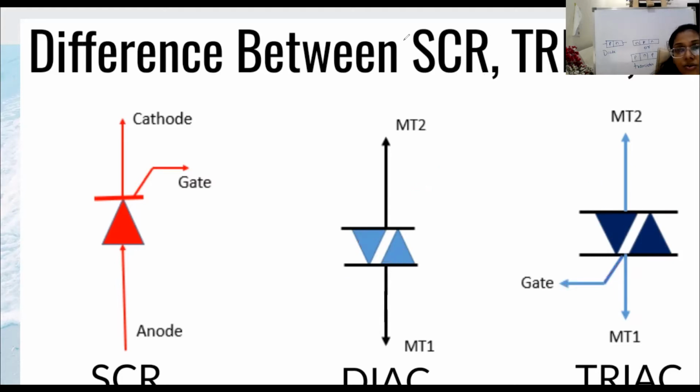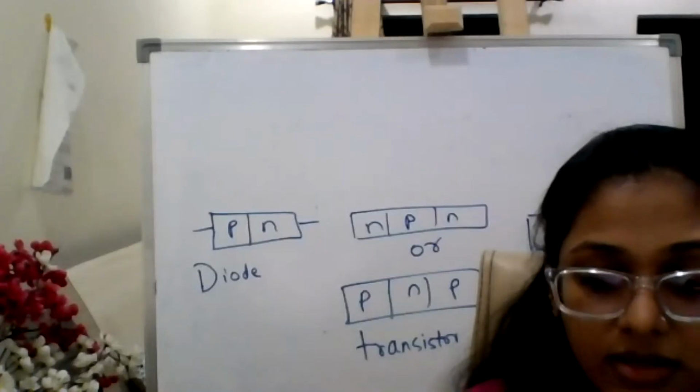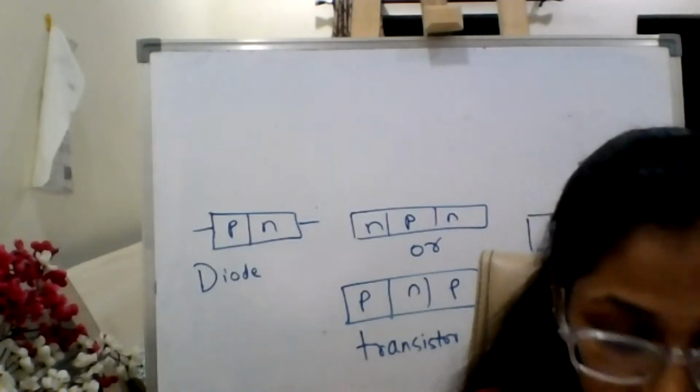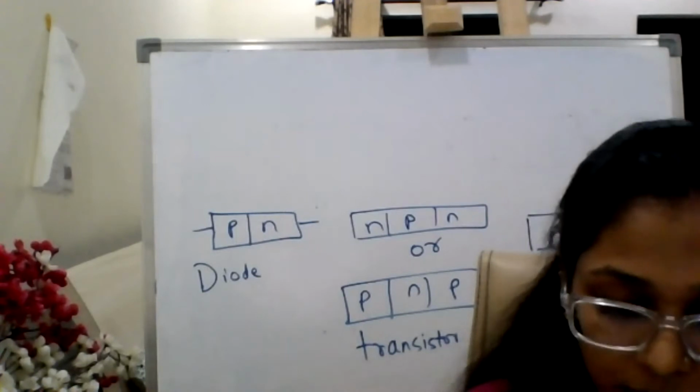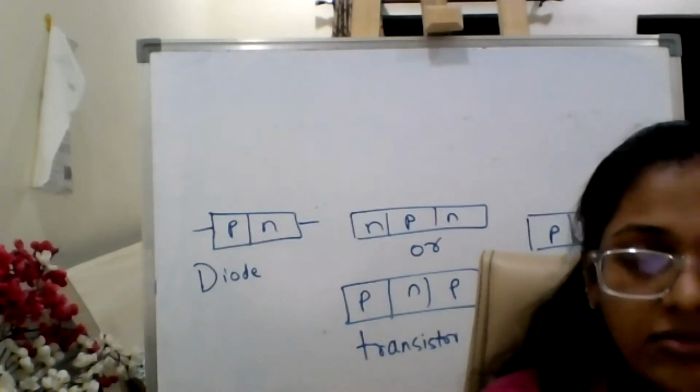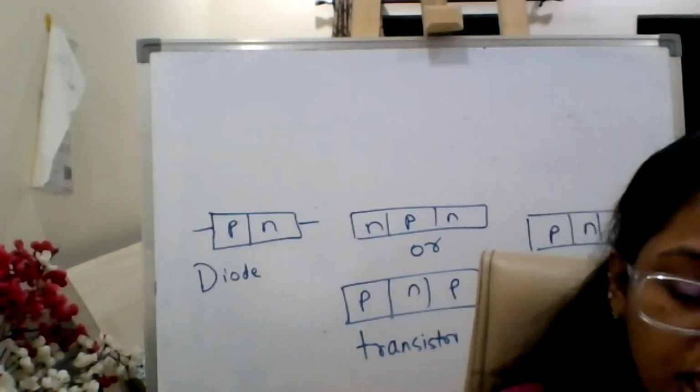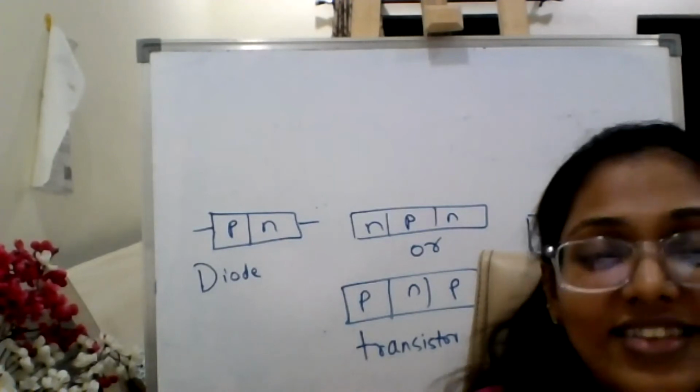Fine. So with this we end the chapter study of semiconductor components, and this was a major part of your electronics paper 2. I'll see you in the next class.